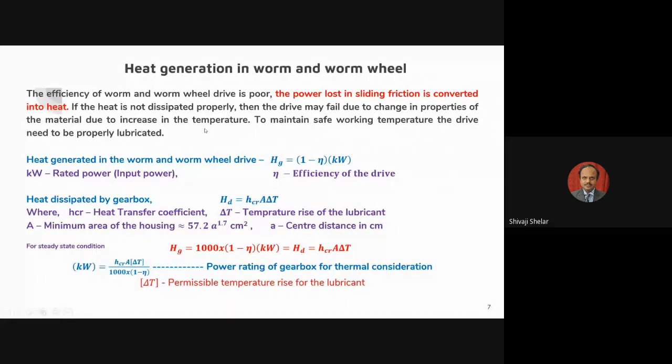If there is an increase in the temperature, then worm wheel properties as well as worm material properties will change, and they may destroy the properties, and there may be failure of the components of your drive. Now, to maintain safe working temperature, the drive needs to be properly lubricated. Sufficient lubrication should be there. So lubrication will take care of reducing the friction, as well as it will carry certain heat away from the drive.